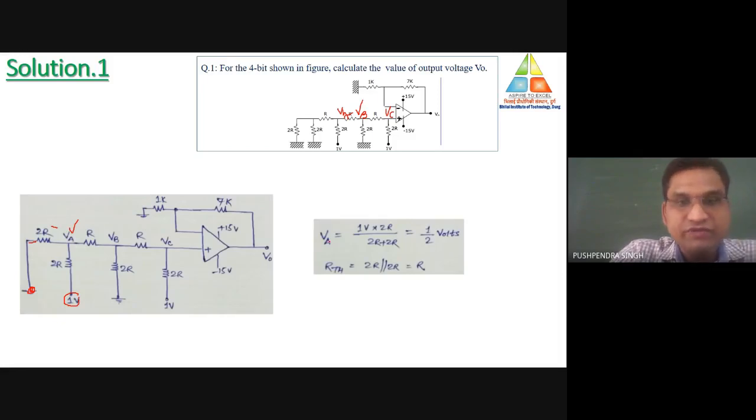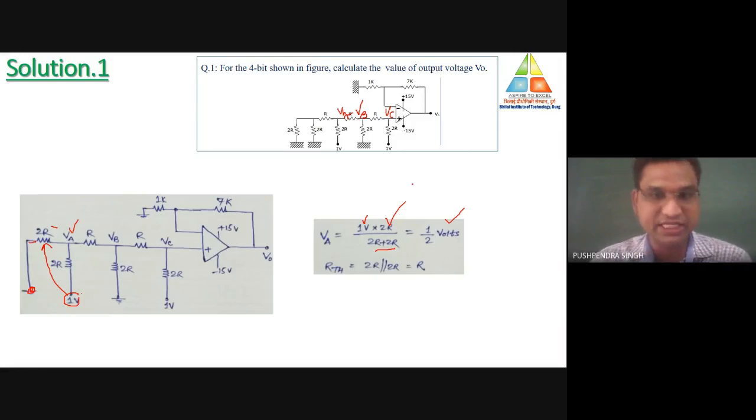So VA will be how much? 1 multiplied by 2R divided by the total resistance, 2R plus 2R. So 1 volt multiplied by 2R divided by 2R plus 2R, that will be equivalent to 1 by 2 volt. So that is the value of the equivalent voltage. So VA is equal to 1 by 2 volt. Now, what is the value of the equivalent resistance?